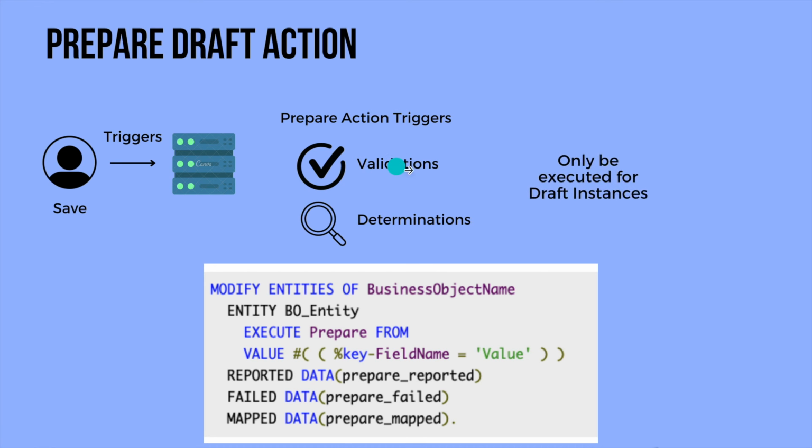This prepare action will have two things: validations and determinations. Whatever you define in the behavior definition will get executed. This will make your data consistent before storing into the active database table. One important thing is that this can be executed only on the draft instances, you cannot use the active instance. As we are handling the draft instances, these validations and determinations will act only on the draft instances. Like activate and edit, you can also execute this prepare via EML.